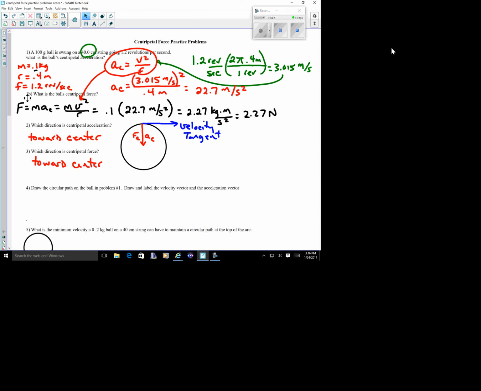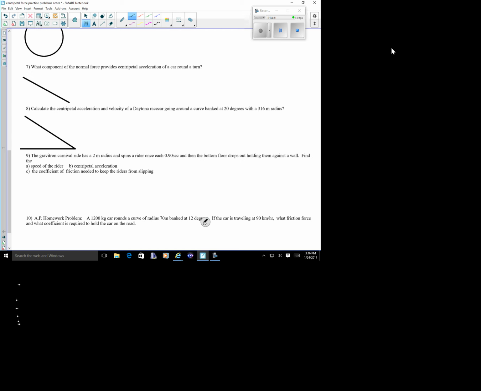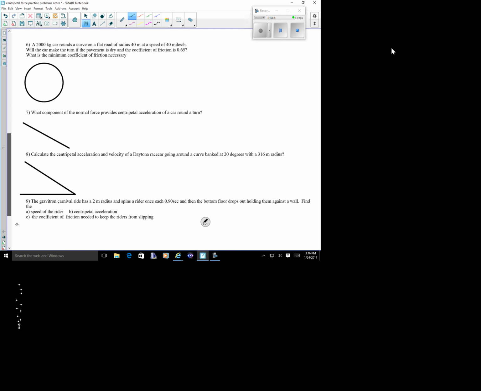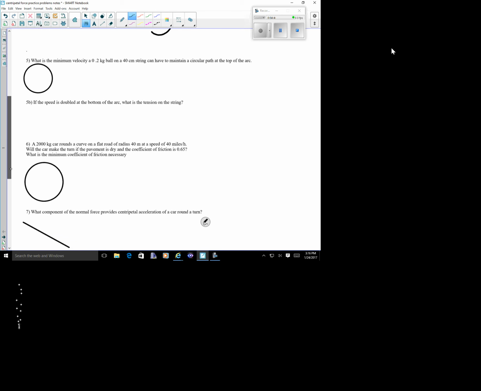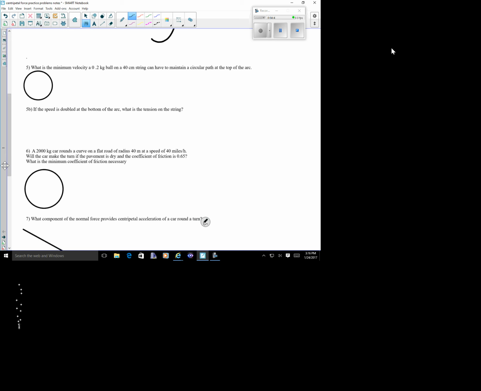So let's draw a circular path for ball number 1 and draw and label the velocity. I just did that, so number 4 is actually here. Number 5. Uh-oh, sorry about that. Number 5 says, what is the minimum speed of a 0.2 kilogram ball? So I have a mass of 0.2, and a 40 centimeter string, so that's 0.4 meters, can have to maintain a circular path.